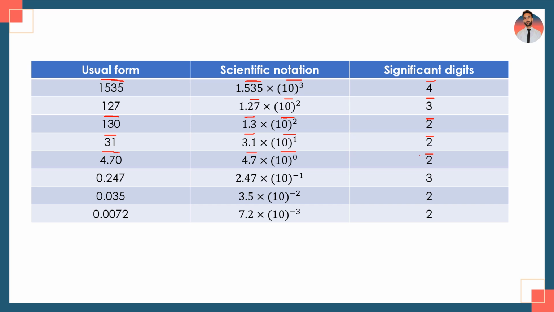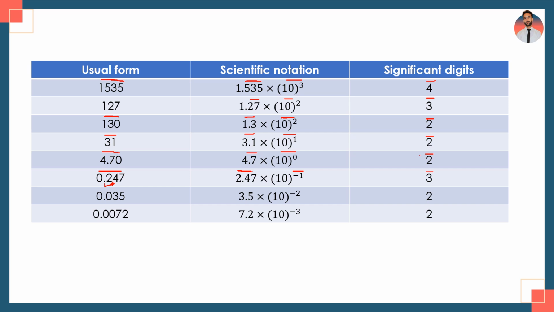और इन द नेक्स्ट नंबर 0.247, तो पॉइंट को शिफ्ट करेंगे फ्रॉम लेफ्ट टू राइट, यानी आपने पॉइंट को शिफ्ट करना है फ्रॉम लेफ्ट टू राइट 2.47 और जब फ्रॉम लेफ्ट टू राइट शिफ्ट करेंगे तो आपने 10 की पावर -1 यूज करेंगे और हमने डेसिमल पॉइंट को एक नंबर शिफ्ट किया और वी हैव 3 significant digits in this number.